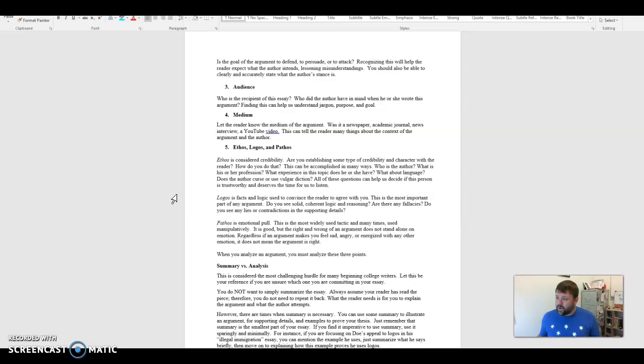You might find an article that is nothing but pathos. That's fine. You're not writing it. I'm not grading that. I'm just grading your ability to identify these particular appeals and analyze how that author puts that argument forth. You might find something that's nothing but logos. Great. You do not have to find ethos, logos, and pathos in the argument that you choose.